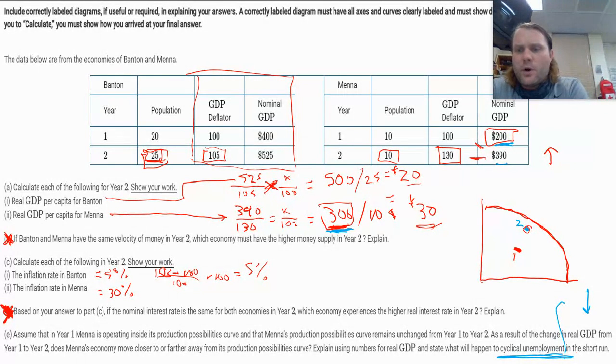Last little concept they want you to remember is it asks you what happens to cyclical unemployment. That's the unemployment that happens when there's a shutdown in business. When there's lots of business, at the height of a business cycle, cyclical unemployment is low. When there's no business, cyclical unemployment is high. But we have more business here, right? Because our GDP went up. So in the short run, our cyclical unemployment is going to decrease.